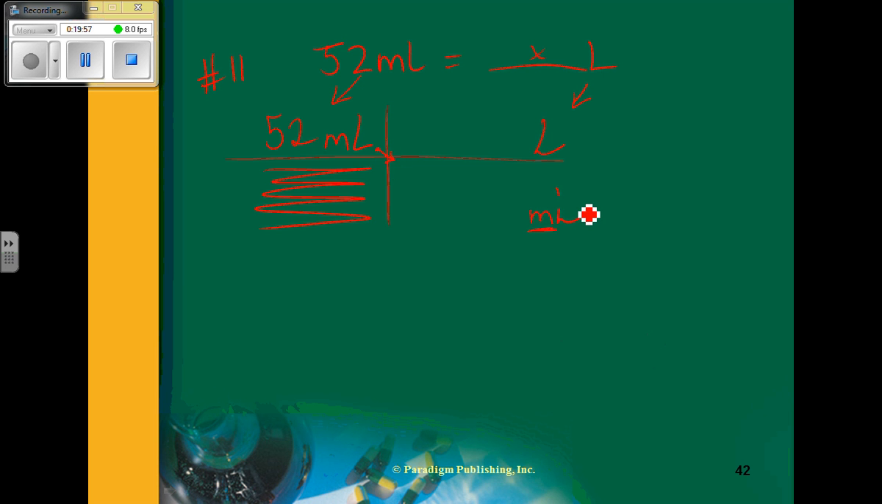So we have milliliters. Next, you look in your chart, or if you have it memorized by now. If it says milli, it means 1,000. If it's a unit by itself and it doesn't have anything in front of it, it means 1. Okay. So next you want to multiply across. 52 times 1 would be 52. Nothing times 1,000 is going to be 1,000. So then you have 52 over 1,000, and if you divide that, it comes out to be 0.052 liters.